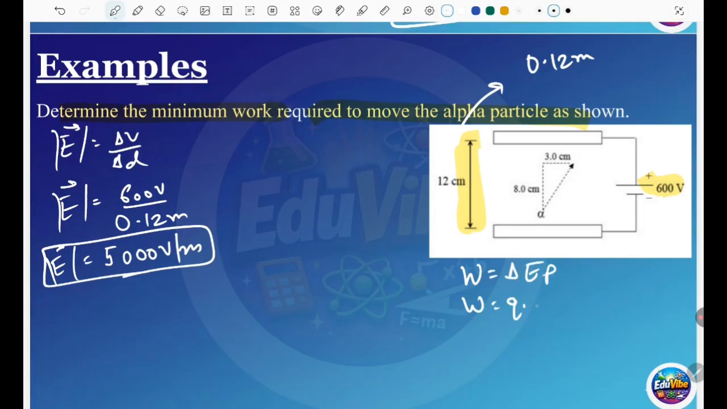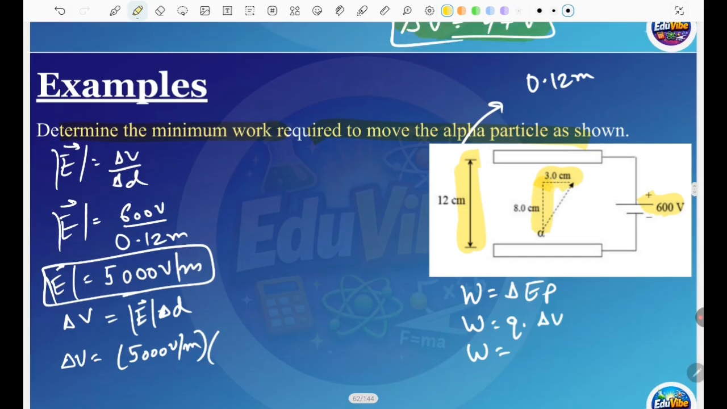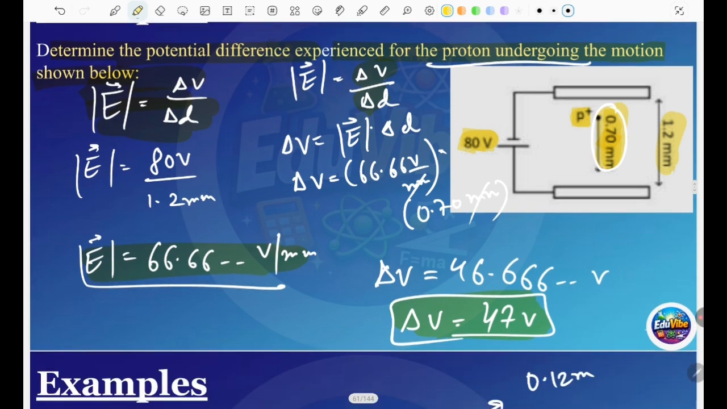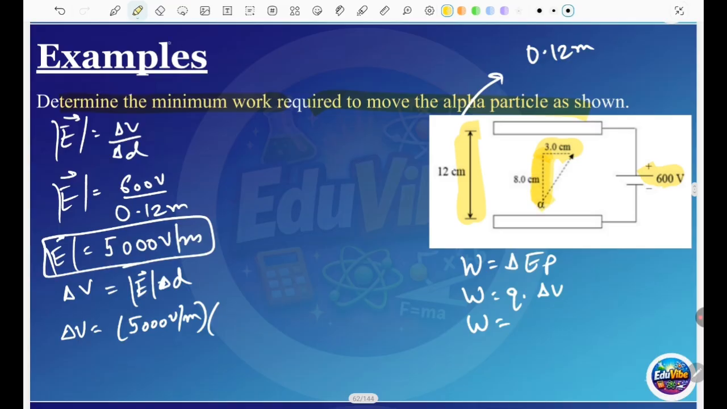From here, the charge and delta V. You want delta V, so again you can use the same formula. Delta V is equal to E times delta D, because you want this, so you multiply both. So E is 5,000 volts per meter. Now what delta D do you have to use? This one is the horizontal, but you want the vertical one. The horizontal one we use when we do the perpendicular aspect, I'll discuss that later on. But here we use just this one.